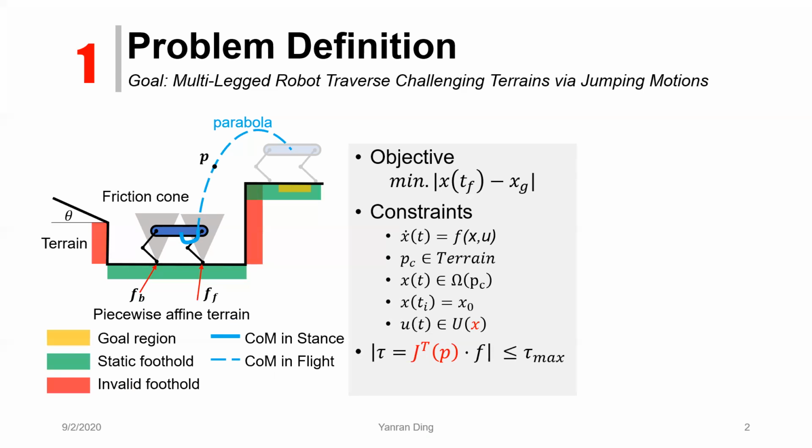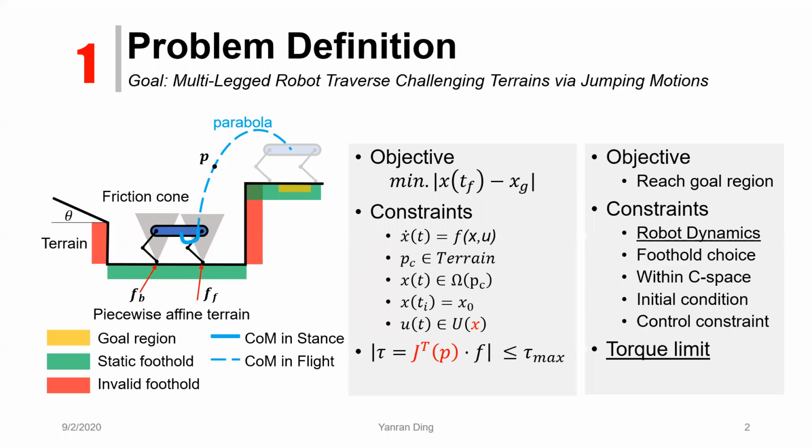terrains. This problem could be formulated as an optimization problem where the goal is to reach the goal region as well as satisfying the following constraints, which includes the robot dynamics, foothold choices, and so on. In this specific case, the control constraint is the torque limit constraint, which involves a mapping of the ground reaction force to the joint space through the Jacobian matrix.